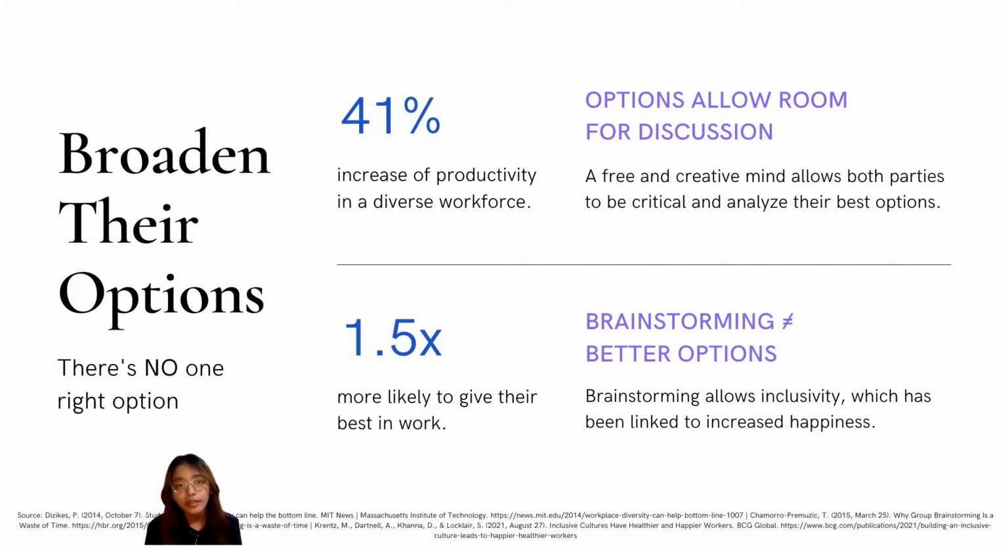Great. Thank you, Nate. Now we know that the brainstorming purpose in negotiation is to broaden the options and add value to the negotiation. I'm Nadia Arianna. I'd like to talk about how we can make that a reality. The first thing we need to do is to ensure that there is no one right option. There are two conditions to make this a reality. The first one is diversity.